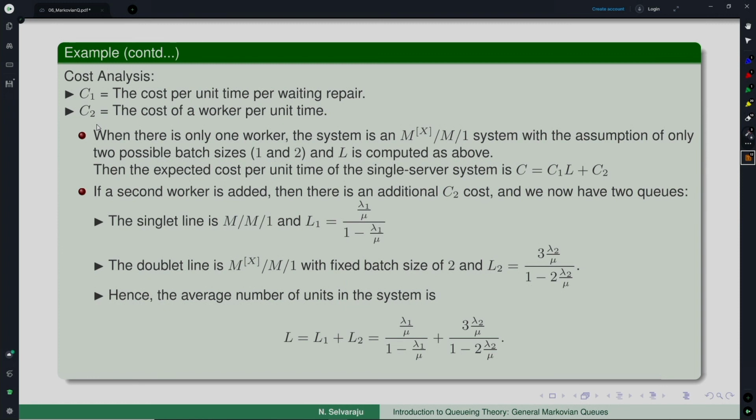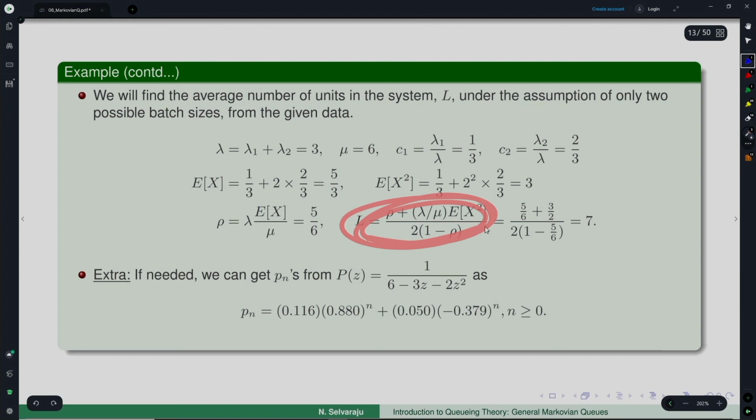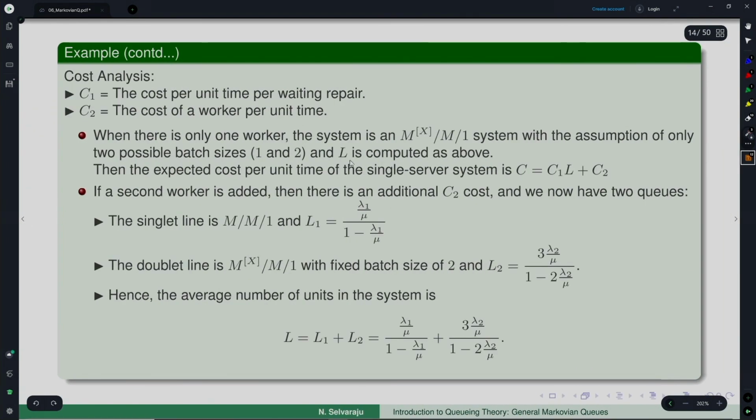Okay. Now, in the original system, when there is only one worker, the system is really an M^X/M/1 system with the assumption of only two possible batch sizes, 1 or 2, with the corresponding probabilities C1 and C2. So, L you will compute as expressed here using this expression, which will of course turn out to be 7. Then the expected cost per unit of time of operating the single server system is C1 times L, because L is the average number waiting in the system and C1 is the corresponding cost, plus one worker cost, which is C2. So, C1L plus C2 is the cost per unit time for this single server system, which is the M^X/M/1 system.